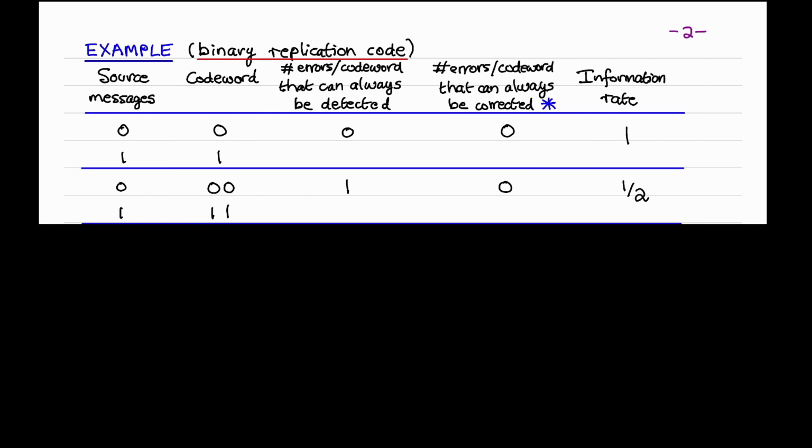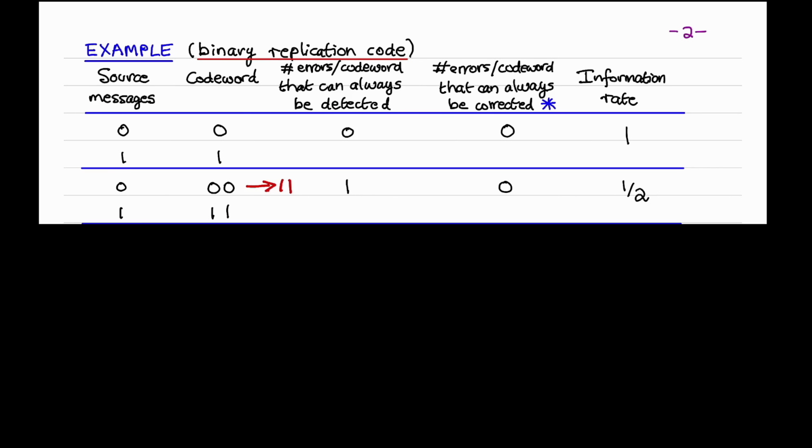Consider now the duplication code, where each bit is duplicated. Suppose now that 00 is transmitted, and the first bit is flipped during transmission. So the received word is 10. Since 10 is not a code word, the channel decoder can detect that one error has occurred. However, it doesn't know whether 00 was transmitted or 11 was transmitted.